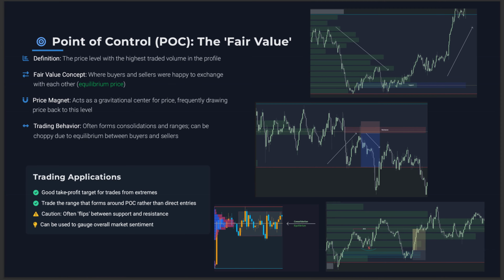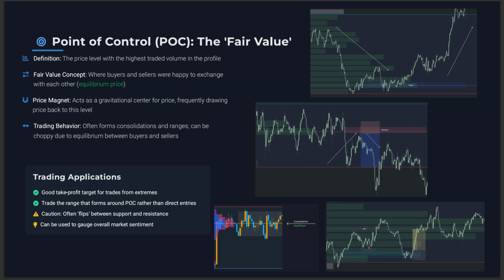The point of control, or POC, is arguably the most important single level in your entire volume profile analysis. Let me explain why this level is so crucial and how to trade it effectively. The POC is the price level where the absolute highest volume occurred during your selected time period. This is where buyers and sellers were most active, where the most intense battle between supply and demand took place.